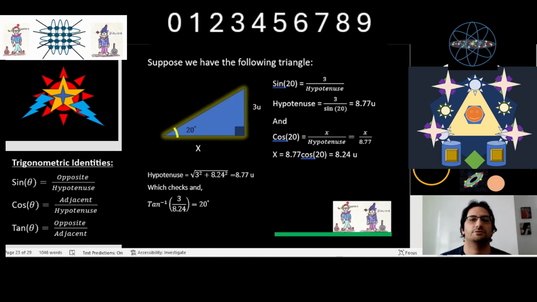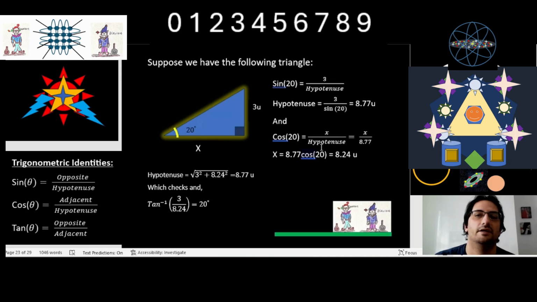Suppose now we have the following triangle, where we know this side is 3 units and we know the angle is 20 degrees. We don't have the hypotenuse, neither do we have the adjacent side. Sine of 20 is 3 over the hypotenuse. So the hypotenuse must be 3 over sine of 20, which gives us 8.77 units. And cosine of 20 gives us x over the hypotenuse. We know the hypotenuse is 8.77 units. So we bring the 8.77 next to the cosine, and we get that x is 8.24 units.